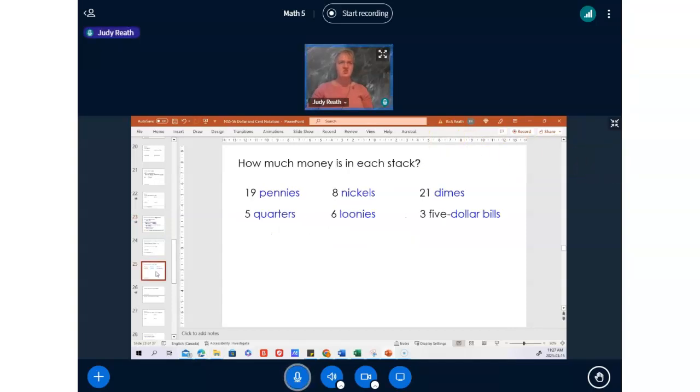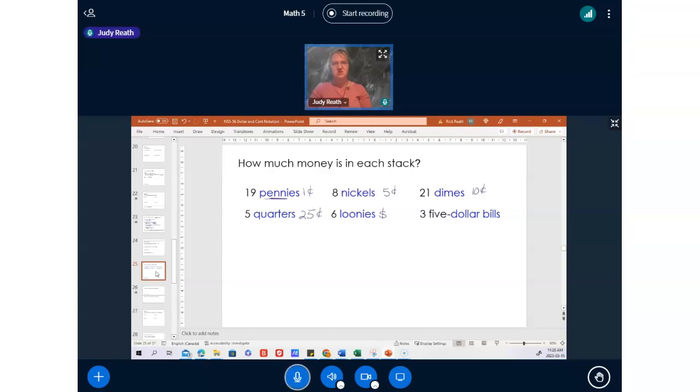Last one on this slide deck, how much money is in each stack? This one gets a little bit trickier because you need to know how much each of these are worth. Pennies are worth how much? They're 1 cent. Nickels are 5 cents. Dimes we already talked about in this lesson. Dimes are 10 cents. And quarters are 25 cents.